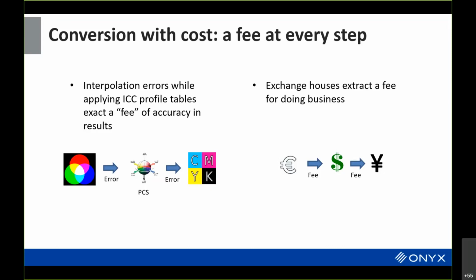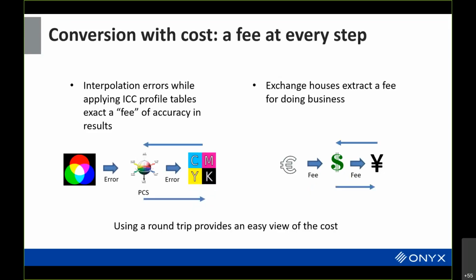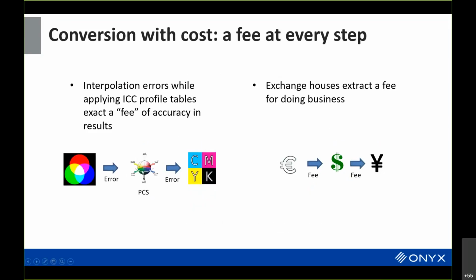Now, one of the places where we have the largest amount of error is when you go from the PCS to the device. There's a little bit more error. So the transactional fee going from the device to the PCS is fairly low, but the transactional fee going from the PCS to the device is fairly high.